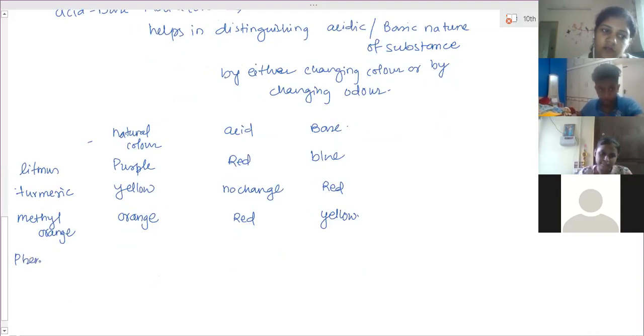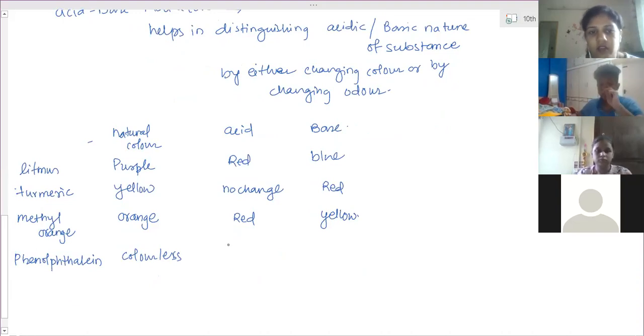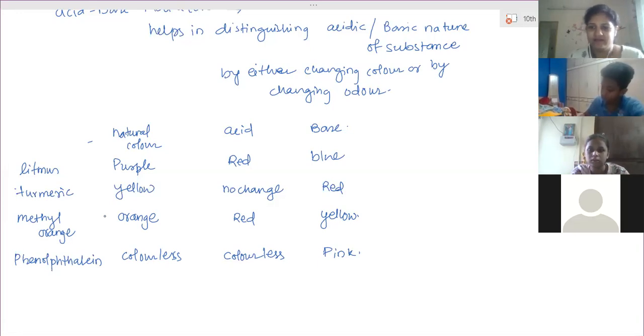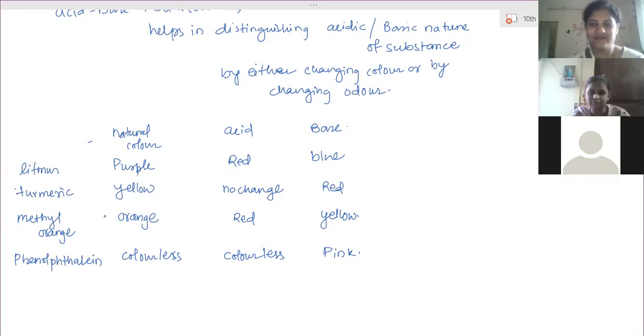Then phenolphthalein. Original color colorless, transparent. In acid, it remains colorless, and in base it changes to pink. What is the color of alkaline phenolphthalein? Pink. Alkaline means alkali is added to it. Alkalis are bases. In a base, phenolphthalein changes color to pink. So alkaline phenolphthalein has the color pink.